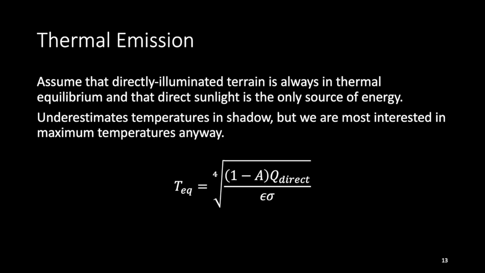Of course, these assumptions break down when the sun is below the horizon, leading to an underestimation of temperatures in shadow, but this will have a minimal effect on our results, since we are most interested in the maximum temperatures. In the regime where the sun is above the horizon, this very simplified model agrees with Diviner temperature measurements to within 5 to 10 Kelvin.